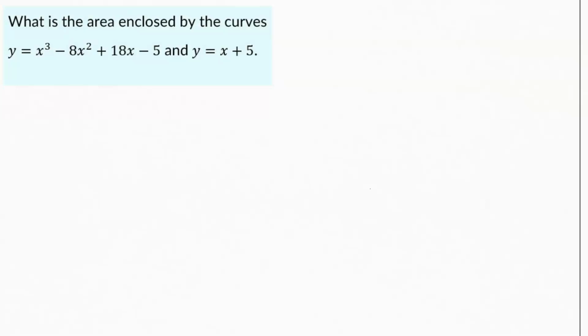Here you've got an example where they are giving you two equations and they want to know what is the area enclosed by those two curves. To find the area enclosed by two curves, this is really an integral setup. It's a definite integral setup.